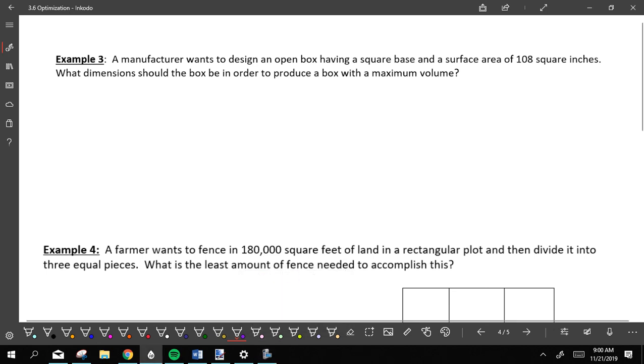A manufacturer wants to design an open box having a square base and a surface area of 108 square inches. What dimensions would the box be in order to produce a box with a maximum volume?